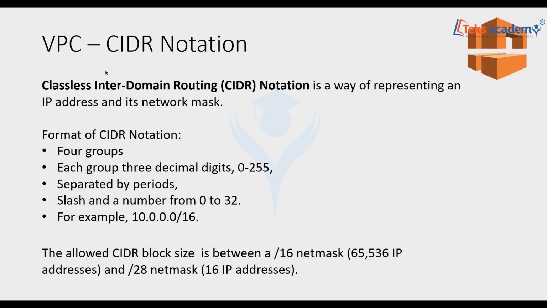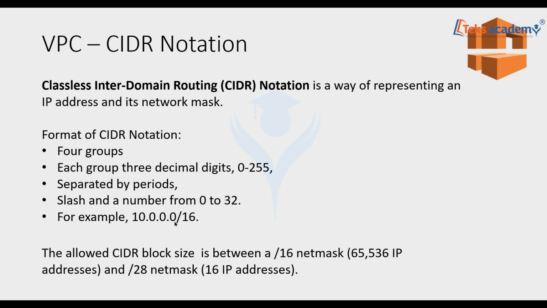Whenever we launch a VPC, we should definitely provide the CIDR notation. This CIDR notation specifies the network mask and the host mask. The allowed CIDR block size in the AWS VPC is between /16 net mask, that is, it will have 65,536 IP addresses, and the least is /28 net mask, which is 16 IP addresses.